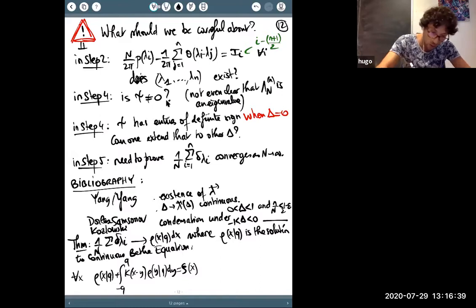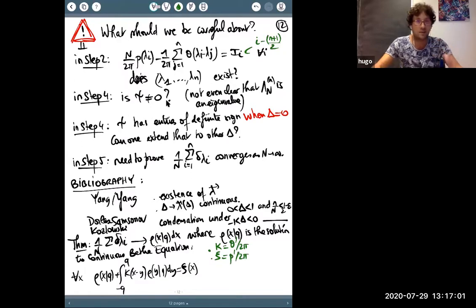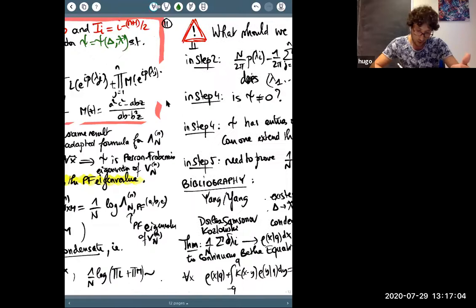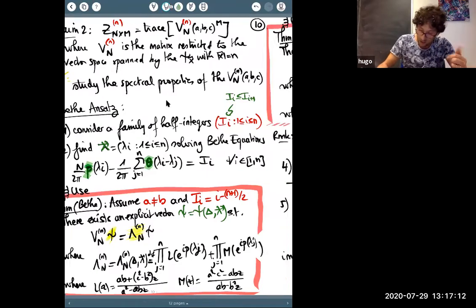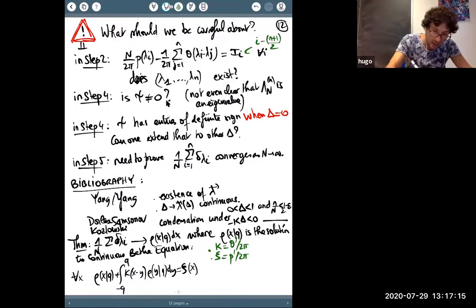And here I need to tell you three things, where k is theta prime over 2 pi. Sorry, not p, theta prime over 2 pi. Psi is p prime over 2 pi. So remember, p and theta are the guys involved in the Bethe equation here. These are these two guys. So you take the derivative, you divide by 2 pi. And I need to tell you one last thing, which is what is this q?